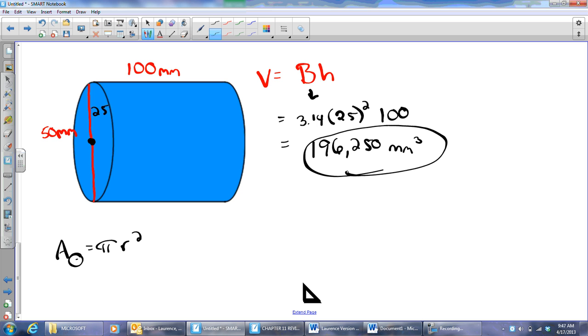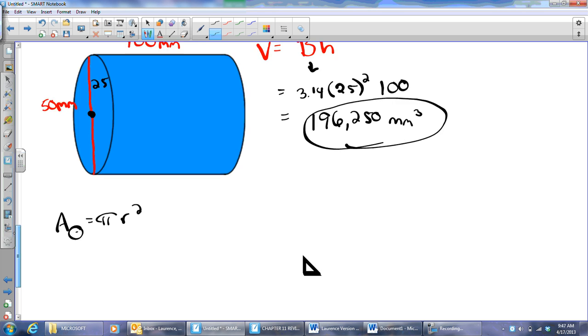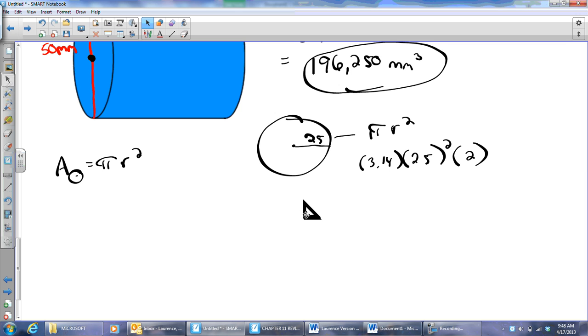Okay, now to do surface area is just a little bit trickier. Two parts are easy because there's two circles, and we know the circle has a radius of 25, and so for this one you're going to do pi r squared. In other words, 3.14 times 25 squared, and then we're going to multiply that by 2 because there's two circles. The part that's a little tricky is the body of the cylinder. Well, I bet you don't realize this. The body of the cylinder is actually a rectangle in disguise. Where's my rectangles? There's a rectangle.